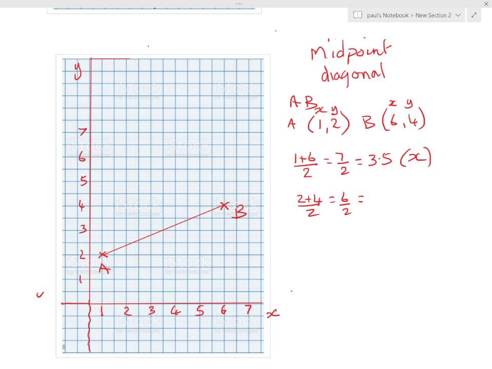2 and 4, which equals 3. And that's the Y value. So the midpoint is going to be 3.5 and 3. So let's find out where that is. So 3.5 is here. So go up till you get to your line there, because it goes back to 3 there. So there's the midpoint, drawn and calculated.